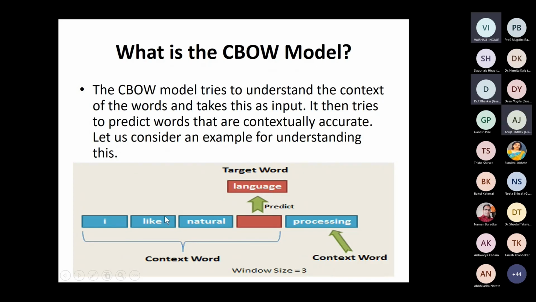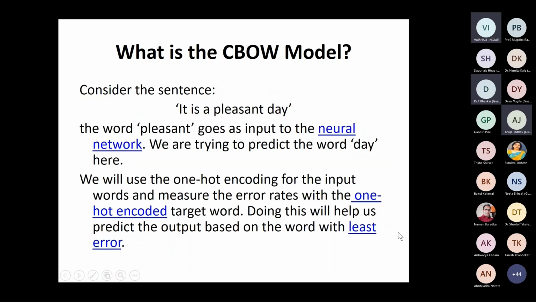So here, given the words around it, we need to predict this particular word. The example is: it is a pleasant day. The words we give as input are it, is, a, and day, and we expect the model to predict the word pleasant.